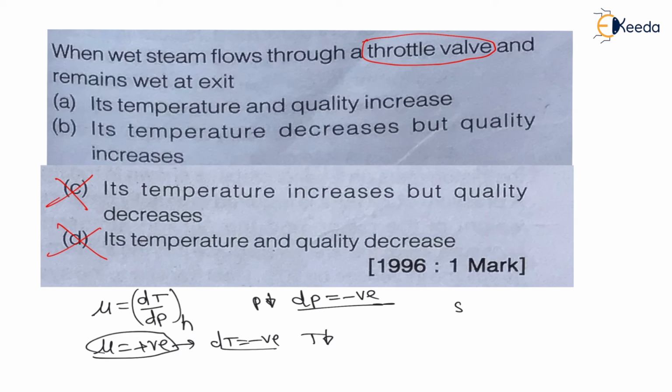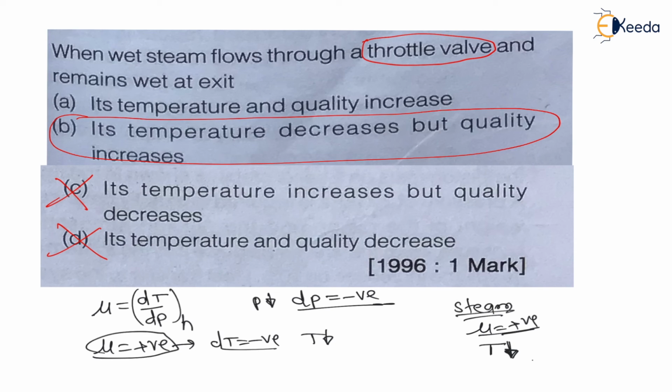And my dear students, for steam this Joule Thomson coefficient is positive, hence due to throttling of steam temperature always decreases. So here option B is correct, its temperature decreases but quality increases. Therefore here option B will be the correct choice, right?